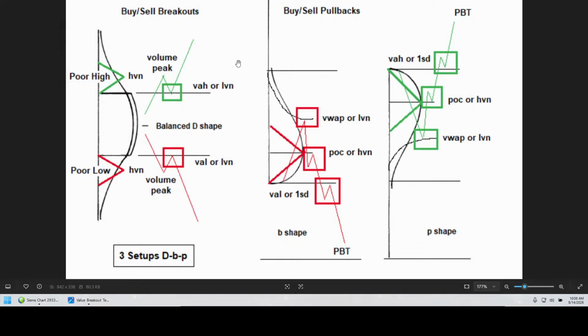So if you look on the left side, what type of profile do we have? I would like everybody to answer where they can. What type of profile do we have on the left-hand side? We have a delta-shaped profile, the balance-shaped profile. This is exactly what we have today. Okay, good. We have a balanced shaped profile today where we were bouncing back and forth between the value area high and the value area low.